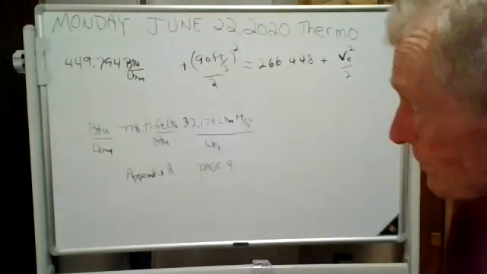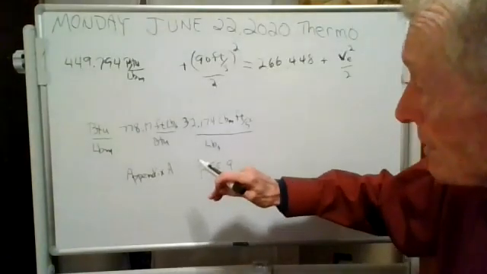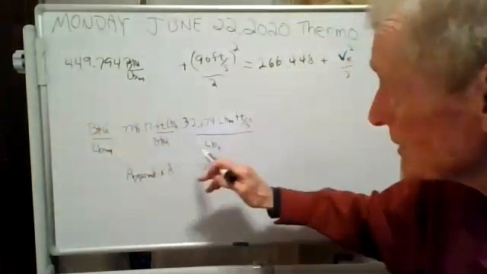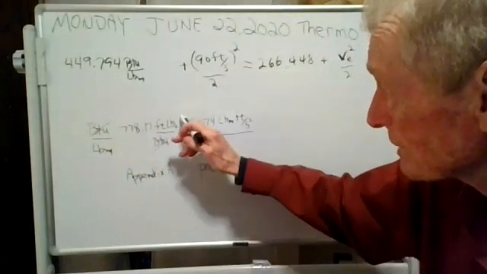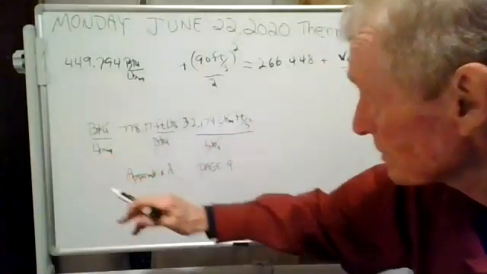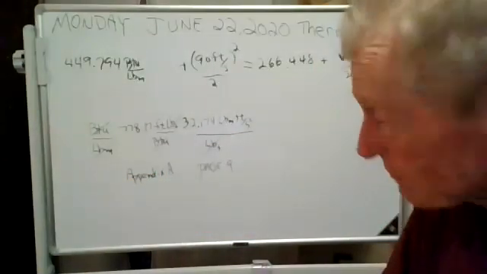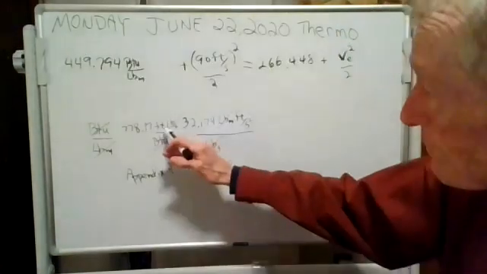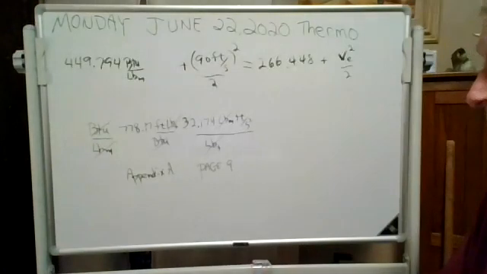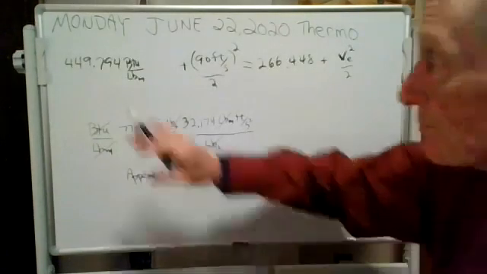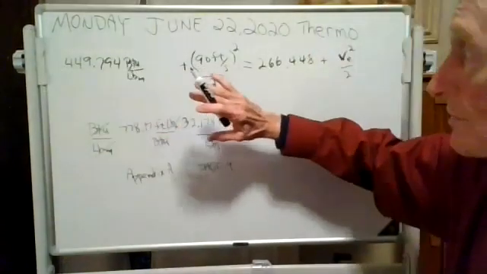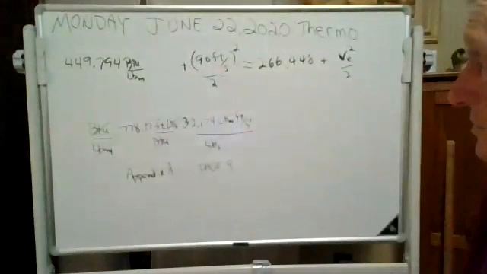And now here's the beautiful thing. Do you see those BTUs? They're going to cancel. Do you see that pound force? It's going to cancel. Do you see that pound mass? It's going to cancel. And what will you have left? Well, you'll have feet squared per second squared. If you multiply this number by these two numbers, you'll convert that to feet squared per second squared.